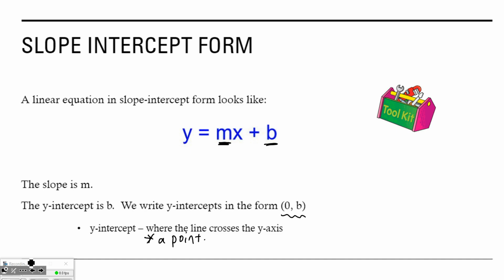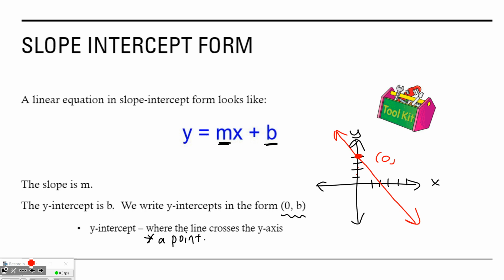Let me draw you an example. If here's an x and y axis, and I have a line that looks like this, and I want to identify the y-intercept, where does that red line cross the y-axis? Well, it happens at this point right here. And this point for this particular line is the point (0, 1, 2, 3, 4). So this y-intercept is the point (0, 4).